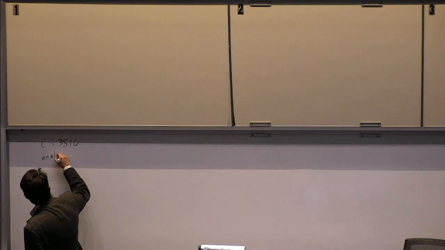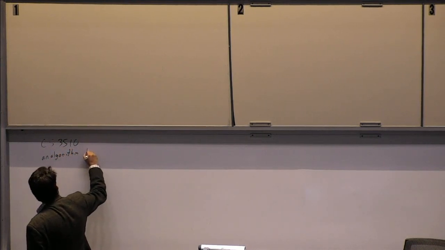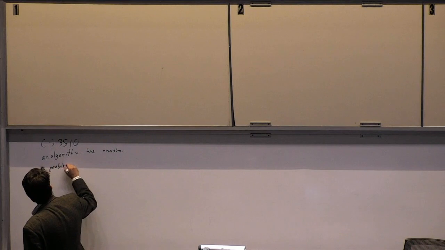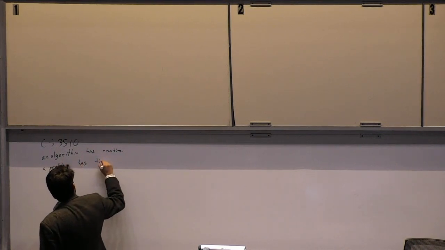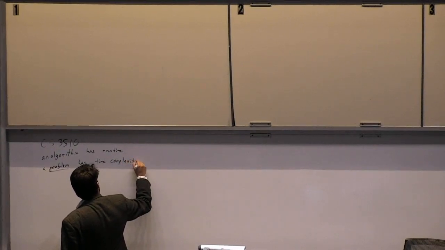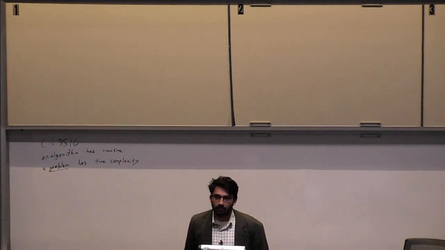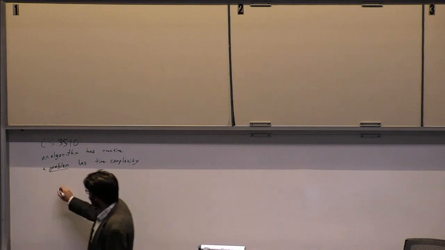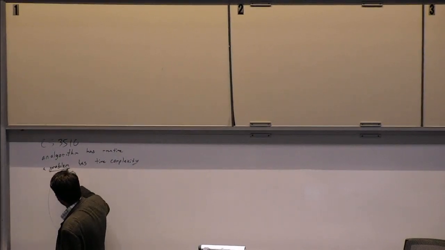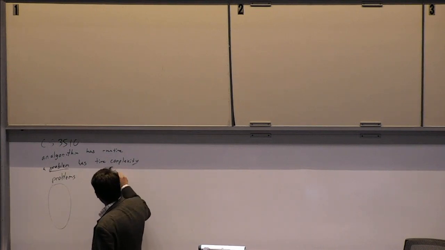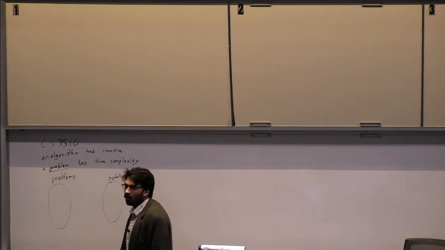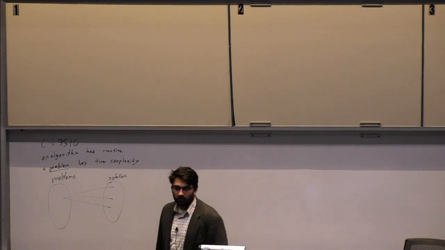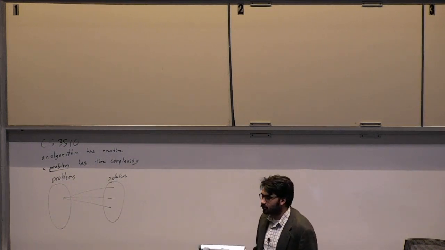An algorithm has a runtime, but a problem has time complexity. So an algorithm is a solution to a problem, but a problem is something that can have multiple solutions, right? So given the set of problems, and we'll talk about what that looks like better, and given the set of solutions, we know that the solutions are the algorithms, but there's multiple solutions per problem, right? Something like this is what you can think of as the association between a problem and a solution.